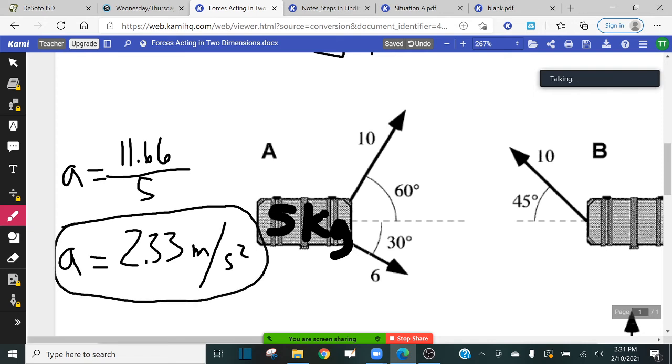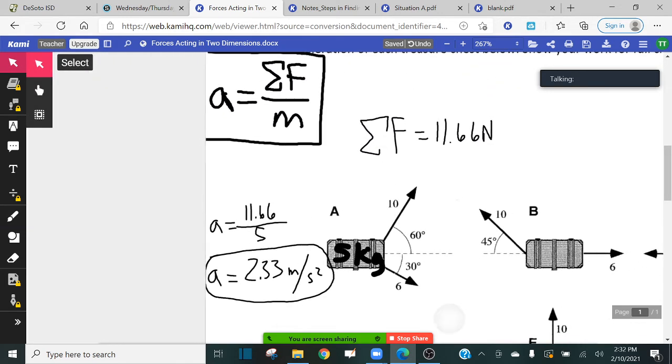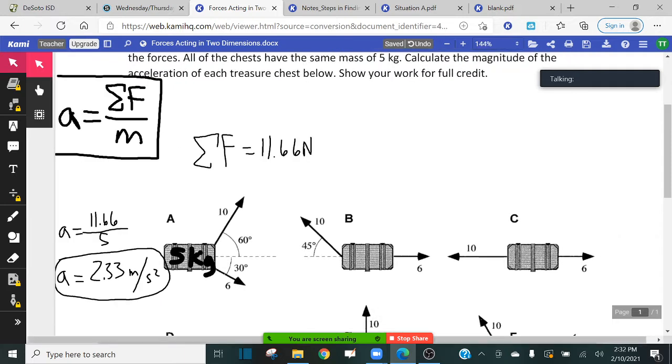Okay, guys, now that is the answer for A. I know that seemed like we did a lot, but it wasn't as long as it seemed, I promise. I was just going through everything slowly because I wanted to be sure that you understood all the steps. B is probably going to go a little bit faster now that you've got the steps down. But that's your answer for situation A: 2.33 meters per second squared.